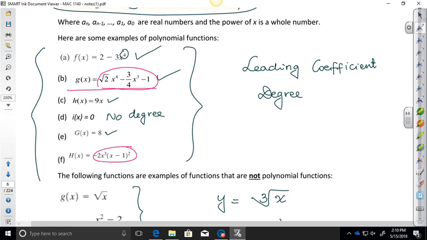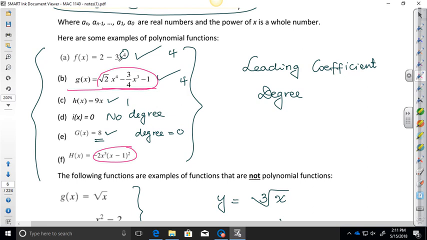f of x equals 0. That is just the x-axis. It has no degree. If it is just a constant, it's a horizontal line, degree is 0. So this is degree 1, degree 4, degree 4, these polynomial functions. Those are the degrees.